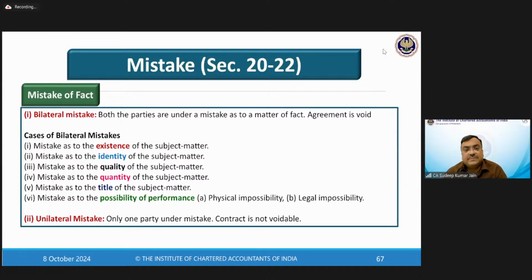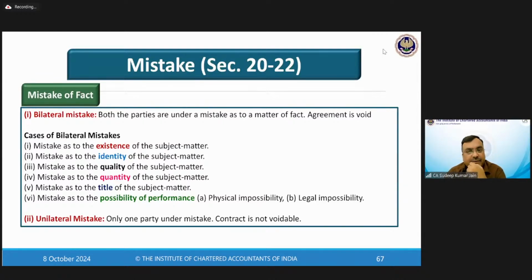Both the parties are under a mistake as a matter of fact. Both the parties, agreement is void. And this mistake can be of existence of subject matter. See an example. A and B are entering into a contract in which A will let out his flat to B.